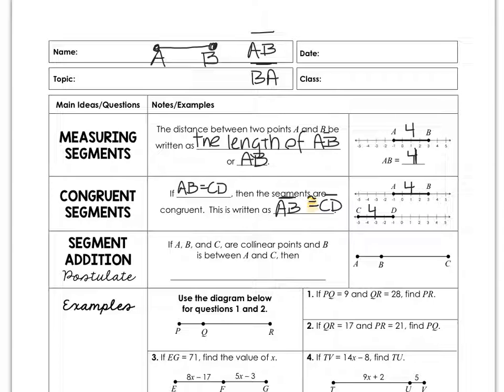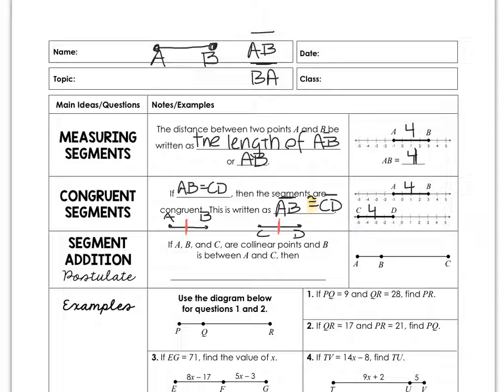You will also see, when we say that the segments are congruent, I'm going to draw another picture here. If I draw them as two separate segments, you will also see that we put little tick marks, and that indicates congruency.